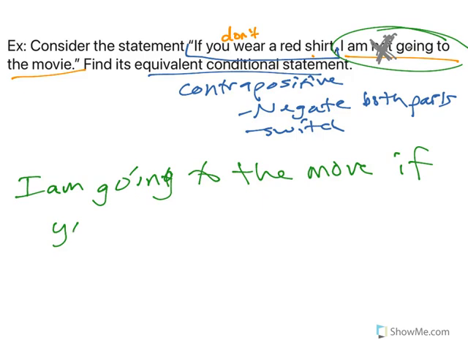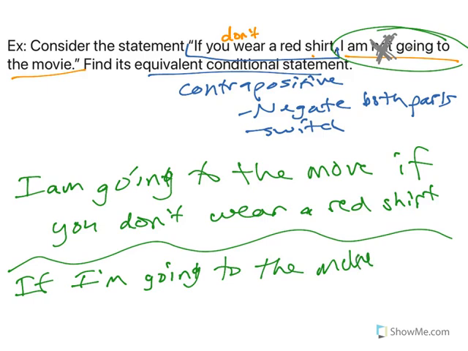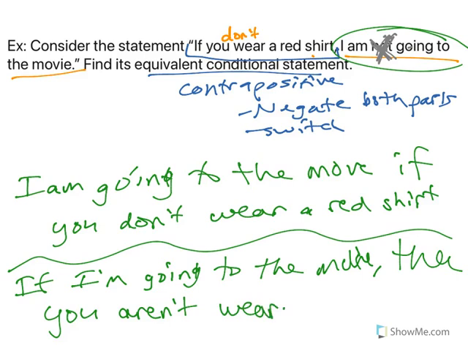if you don't wear a red shirt. And if you prefer it to be an if-then statement, you could say, if I'm going to the movie, then you aren't wearing a red shirt. Right? Same basic idea. They mean the same thing. The whole point is you negate both pieces, either adding in the not, taking away the not, whatever. You negate it, and then you flip the two statements, and now we have an equivalent statement. And that makes sense. Totally makes sense.